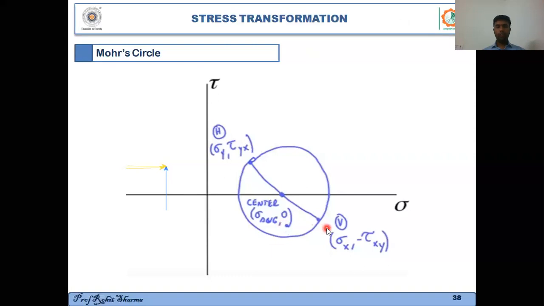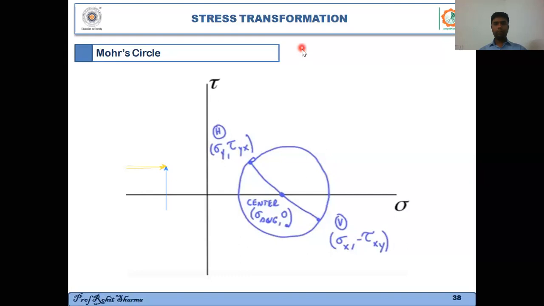So I have joined the two points, the vertical point and the horizontal point, using a straight line. And considering that straight line as a diameter, I'll draw a circle around that line, right? So I have drawn a circle like this, considering that line as my diameter. Now my claim is that this circle represents the Mohr circle, right? But we'll have to prove that. How does this circle represent the Mohr circle?